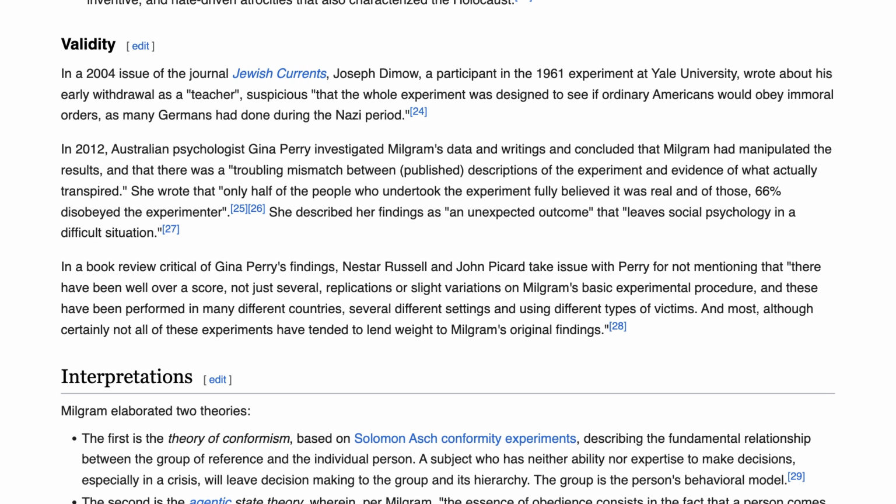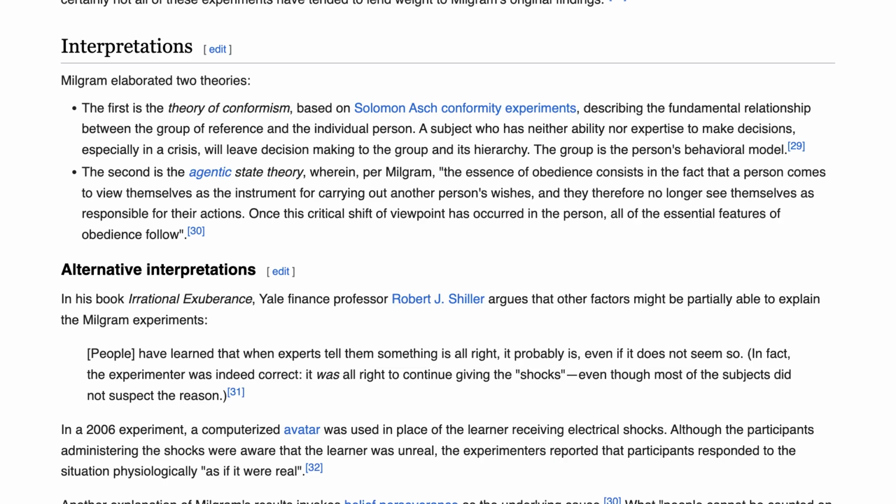And most, although certainly not all of these experiments have tended to lend weight to Milgram's original findings. Interpretations. Milgram elaborated two theories. The first is the theory of conformism, based on Solomon Asch's conformity experiments, describing the fundamental relationship between the group of reference and the individual person. A subject who has neither ability nor expertise to make decisions, especially in a crisis, will leave decision-making to the group and its hierarchy. The group is the person's behavioral model.